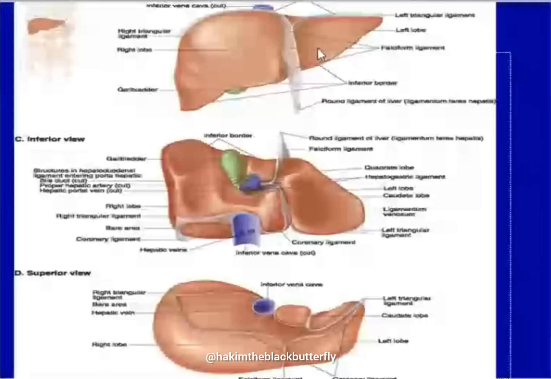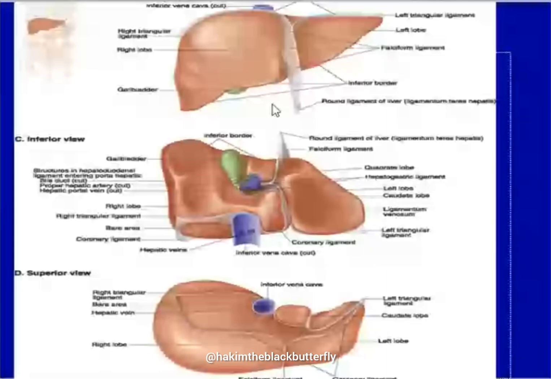The right anatomical lobe is on the right side of the falciform ligament, and the left anatomical lobe is on the left side of the falciform ligament. Those are the anatomical lobes. That's point number one, which you should never forget.